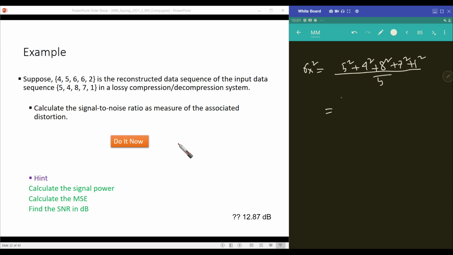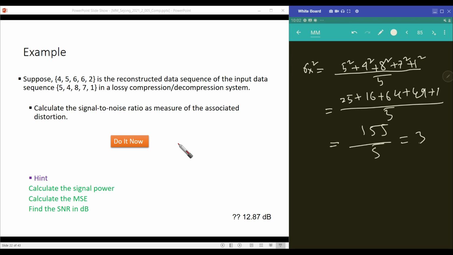So there is 25 plus 16 plus 64 plus 49 plus 1, divided by 5. So it becomes 25, 16, 64, 49 plus 1. I think 155 divided by 5, and then it becomes 31. Okay, so that's your signal power.